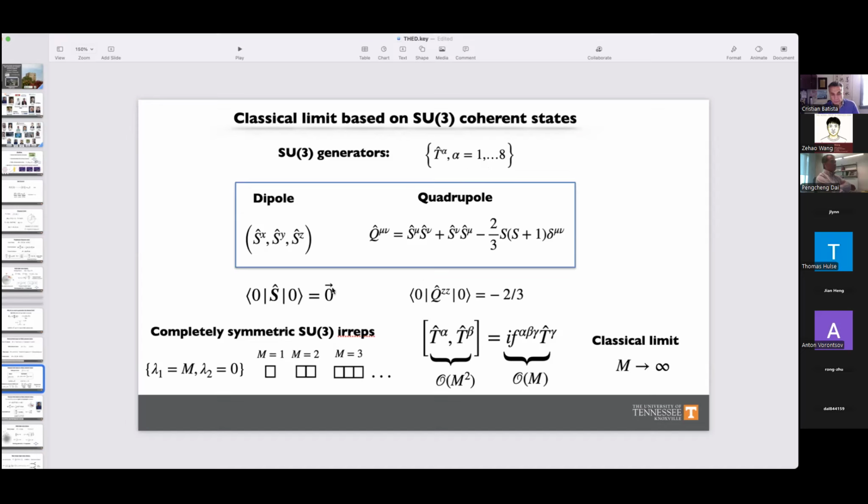And for the particular ket that I was considering before, the eigenket of SZ with eigenvalue 0, what happens is, yes, there is no net dipole moment, but there is a net quadrupolar moment, right? So that's a kind of a state that has a net quadrupole, but not a net dipole.